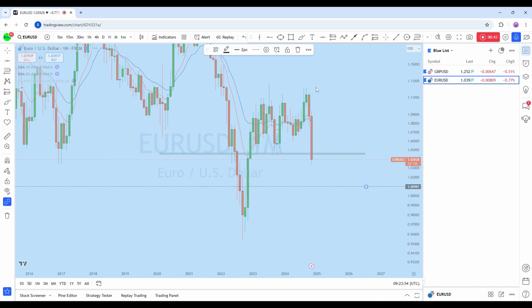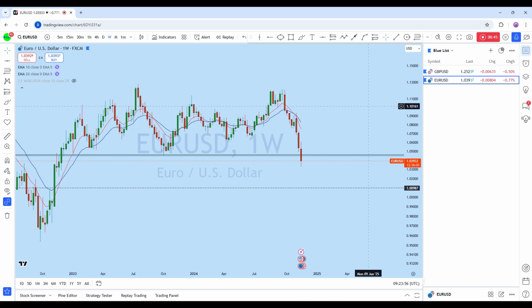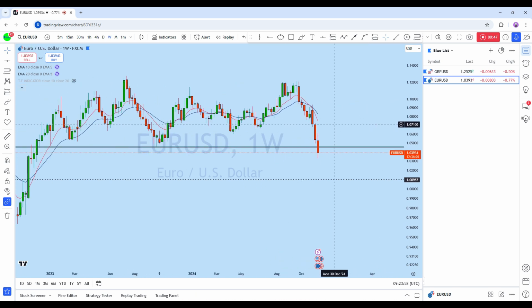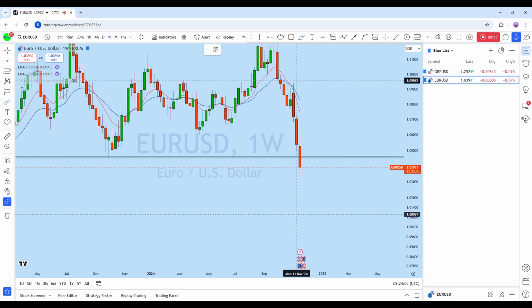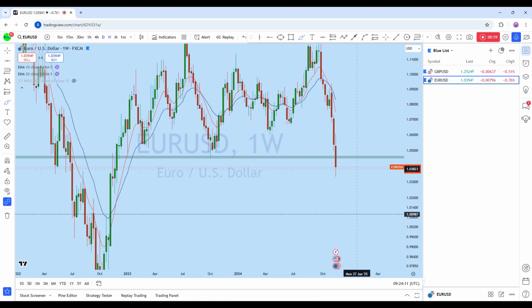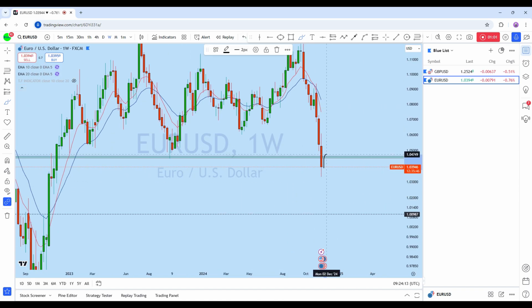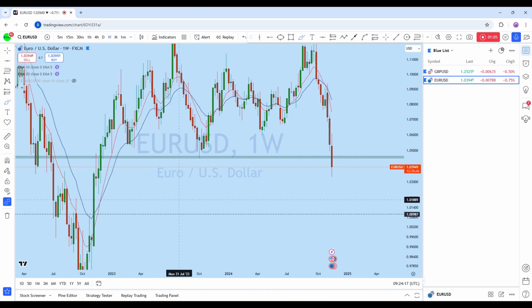If we look at the weekly chart to see how the market is doing, from the weekly we can see that the market is also showing significantly bearish price action. As expected, we saw a weekly bearish engulfer followed by another weekly bearish candle, and this week the market from this level started to drop again to create a new lower low.